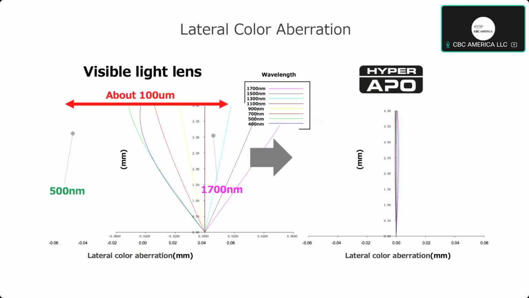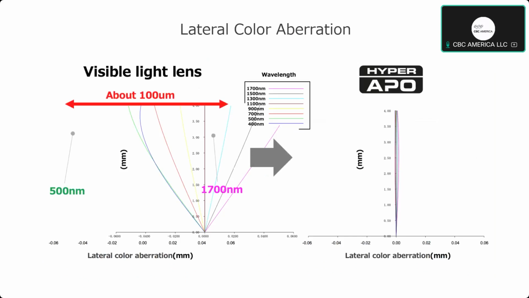Now, another important feature is the lateral chromatic aberration in a lens. With large lateral chromatic aberration, the size of the image changes for each wavelength. The left side shows a typical lens for visible light. In this case, the image sizes at 500 nanometers, the green line, and 1700 nanometers, the pink, differ by about 100 micron at the periphery of the image.